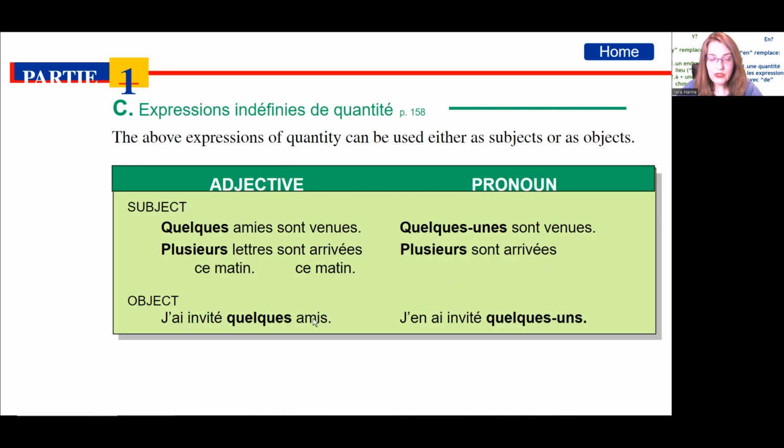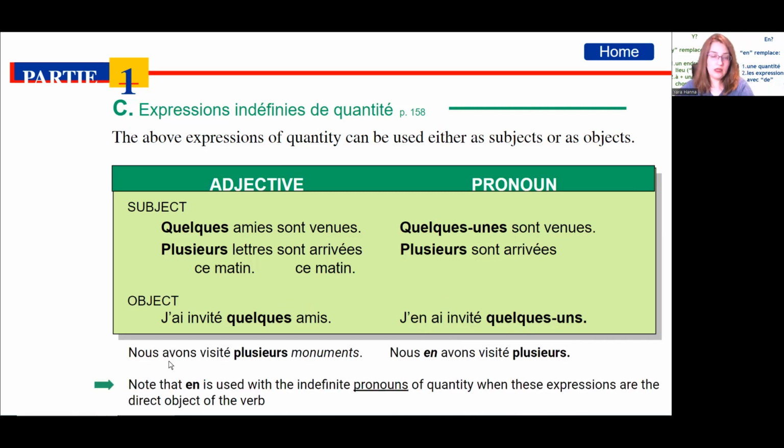J'ai invité quelques amis. I invited some friends. I invited home some friends. So, ami is the object and quelques is the adjective that describes this object. And in this sentence, j'en ai invité quelques-uns. I invited some of them. I invited some. Quelques-uns itself is the object of the sentence, n'est-ce pas? So, j'en ai invité quelques-uns, of them. D'accord? Here are some more examples.